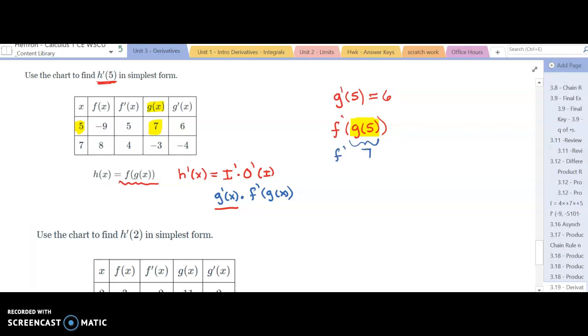Well, I still need f prime of that 7. So I look back in my table. Here's 7. And here's f prime this time. They line up at 4. So this is really 4. So I have 6 times f prime of g of 5, or f prime of 7. That was all 4. 6 times 4 is 24. That would be our answer for this problem here.